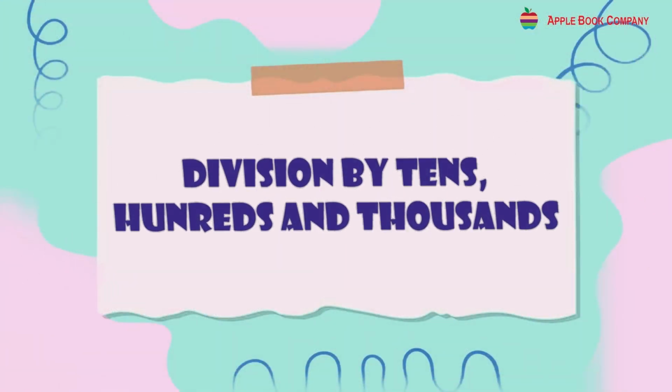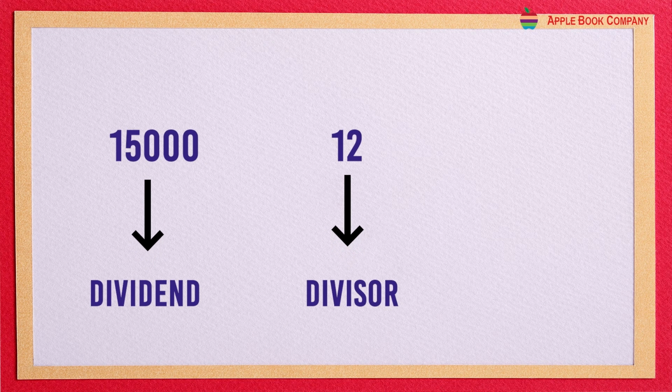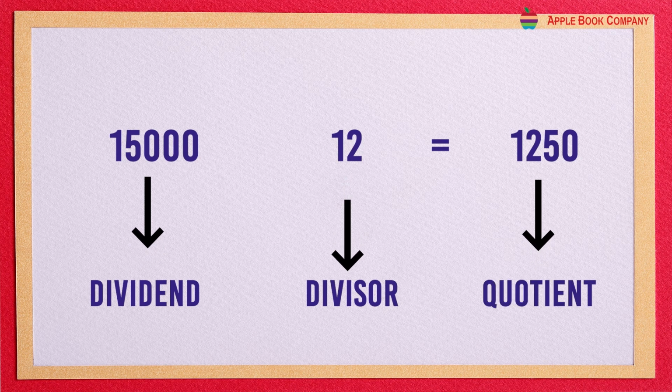Division by tens, hundreds and thousands. Count the number of zeros at the right end of the dividend and the divisor. Subtract the number of zeros. Divide the numbers without zeros and write the difference of zeros at the right end of the quotient.